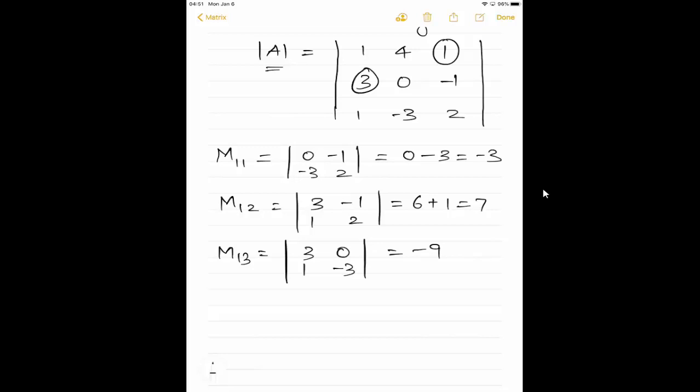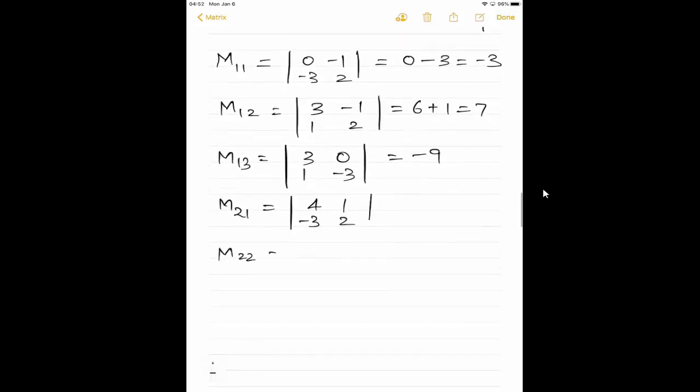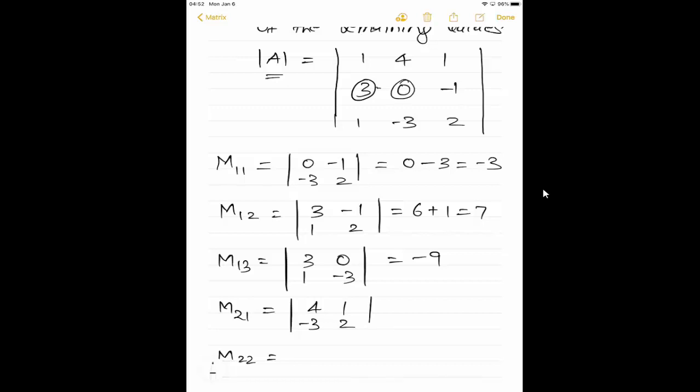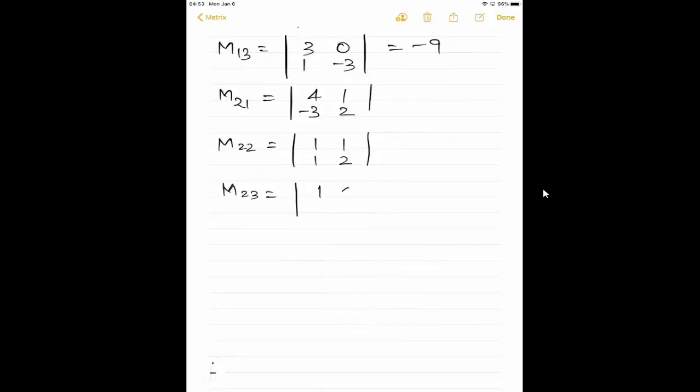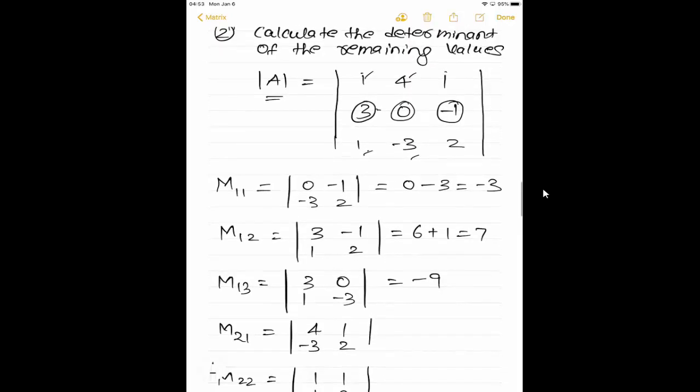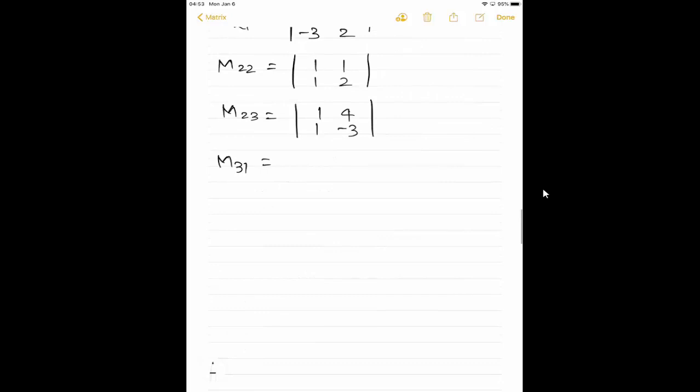And now for this particular value, that is M of second row first column, we have to write the remaining matrix. So when you cancel like this, the remaining values are 4 1, minus 3 2. Same way, for M22, if you consider 0, the remaining values will be 1 1, 1 2. Then if you consider minus 1, the remaining values will be 1 4, 1 minus 3. Then M of third row first column, that is this particular value. When you remove its current row and column, the values will be 4 1, 0 minus 1, this one. So M31 will be that.